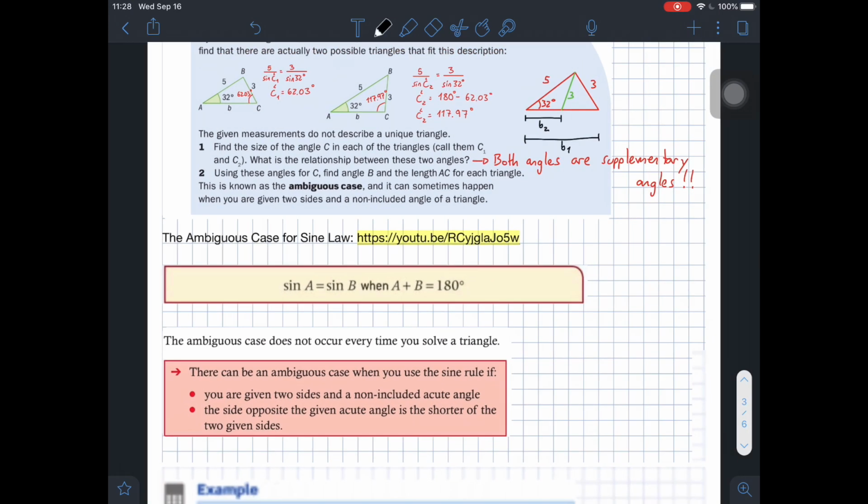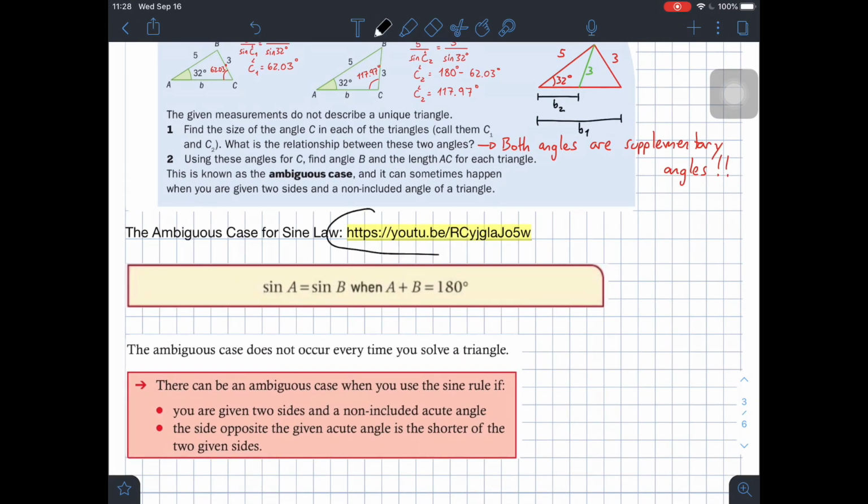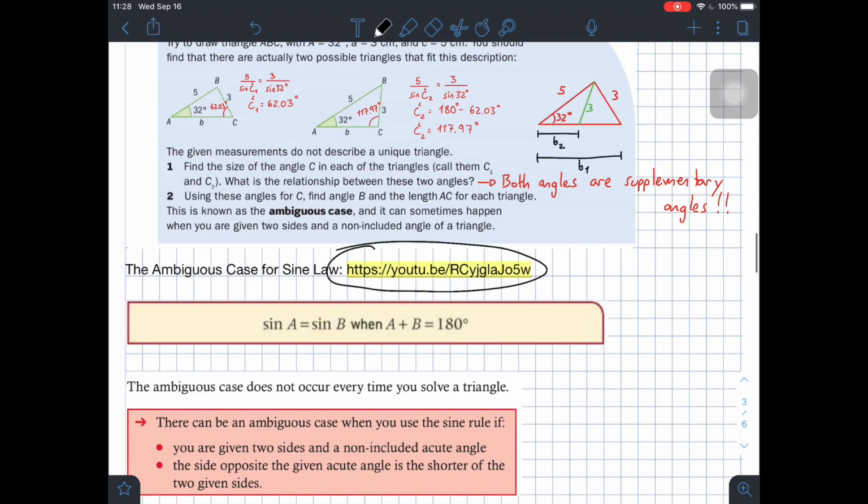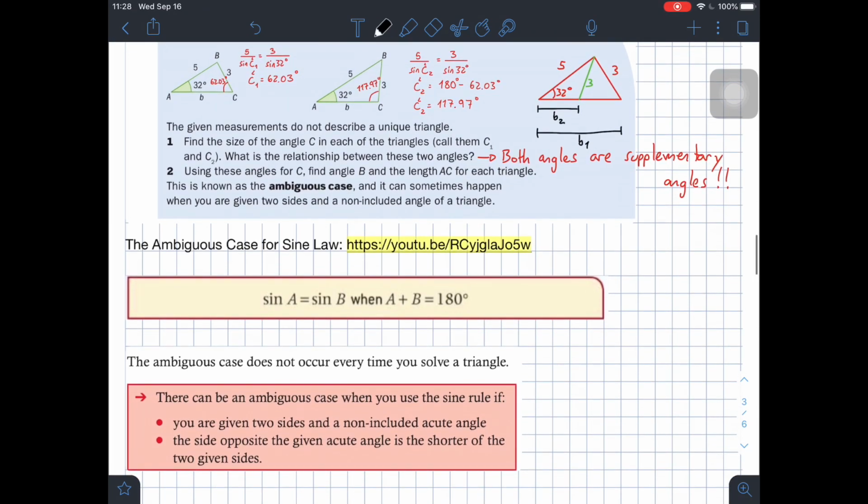Okay, I'm leaving a YouTube video here for you to understand more in depth what the ambiguous case is about. It's a really interactive video. I encourage you to see this, and it explains the ambiguous case more in depth. But this is the most important thing that you should remember when talking about the ambiguous case.